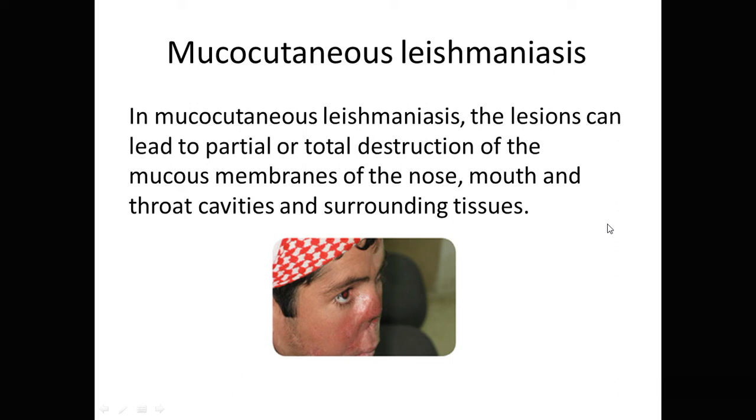Mucocutaneous leishmaniasis is more severe than the cutaneous form because it moves to a deeper layer, deeper tissues, and can cause destruction of the mucous membranes of the nose and can also disrupt tissues of the mouth and throat cavities, and the person becomes disfigured.